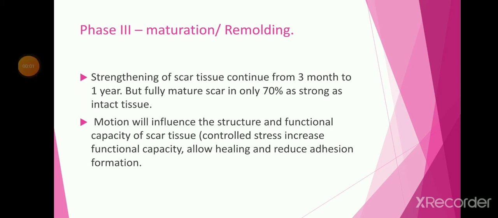So this fully mature scar has less tensile strength compared to the normal tissue, and due to this scar tissue, the motion will also influence the structure and functional capacity of scar tissue, and this scar tissue also influences the motion or movement of the organism. And due to this scar tissue it controls the stress, increases the functional capacity, allows healing and reduces adhesion formation. So due to this scar tissue, the healing time or healing duration is increased, and this affects the functional capacity of the organism.